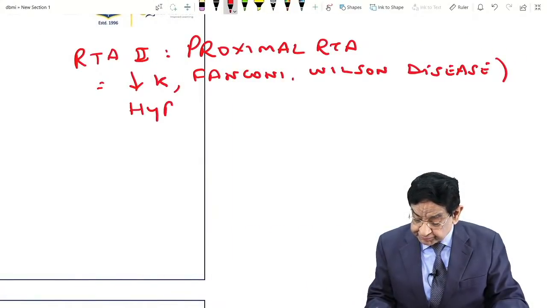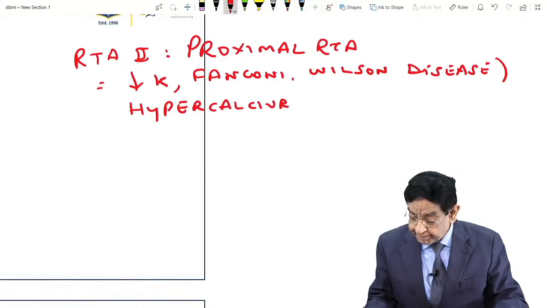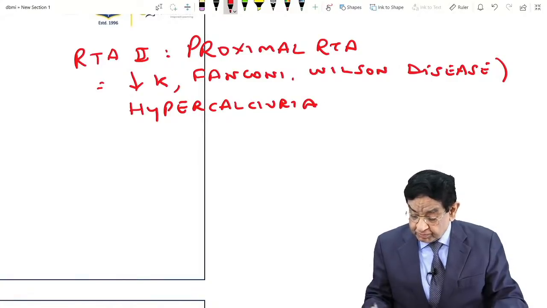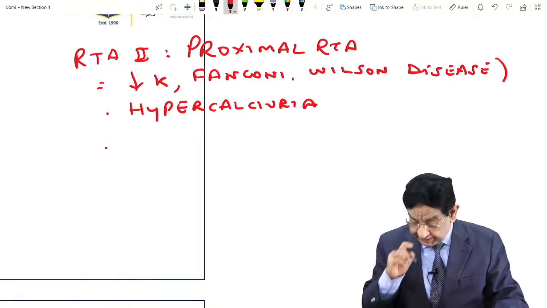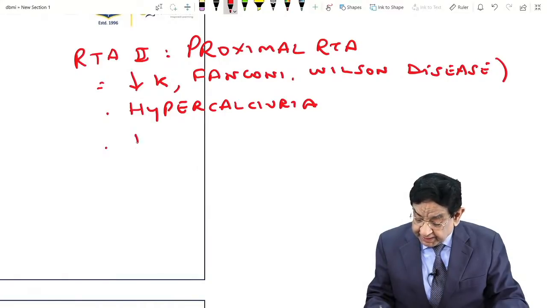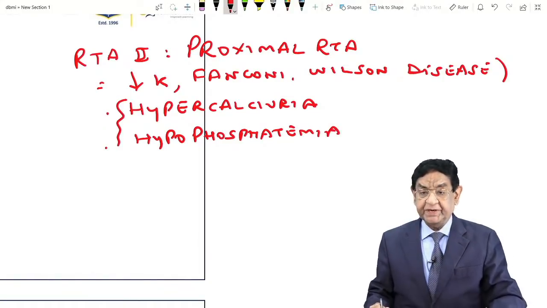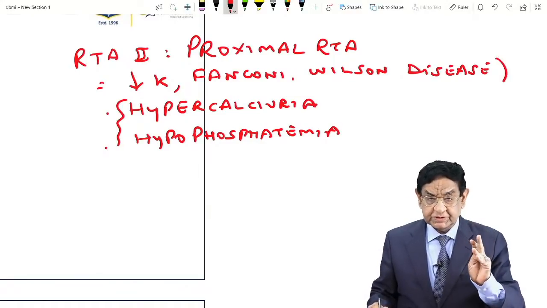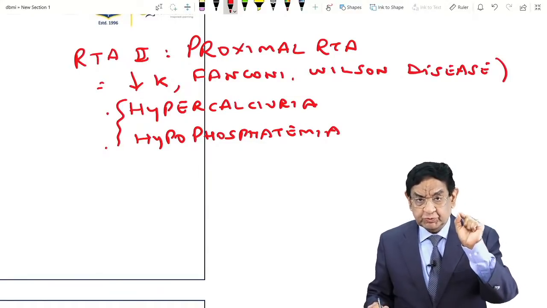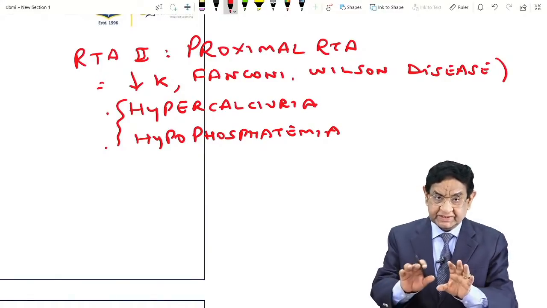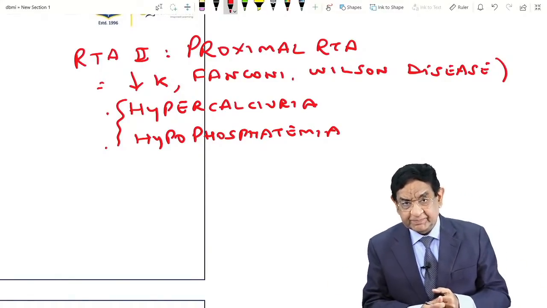hypercalciuria. Okay, and an additional thing is that it leads to hypophosphatemia. Hypophosphatemia. Deliberately I have written them separately because I want to focus. This is the point where students find difficulty. So let's discuss it as a separate entity.